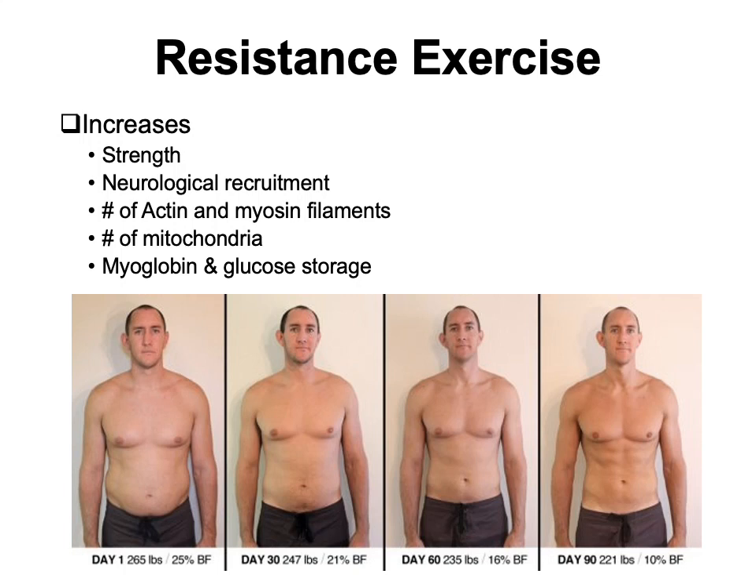Resistance exercise is going to increase strength. It'll increase neurological recruitment, which is actually key because a muscle cannot contract without getting a nerve stimulus. It increases the number of actin and myosin filaments and increases the number of mitochondria. It'll also increase the myoglobin and glucose storage so that the muscle cell will have more endurance as well.